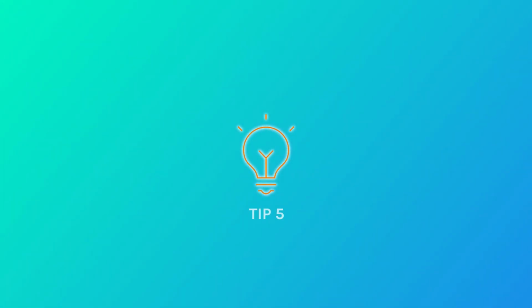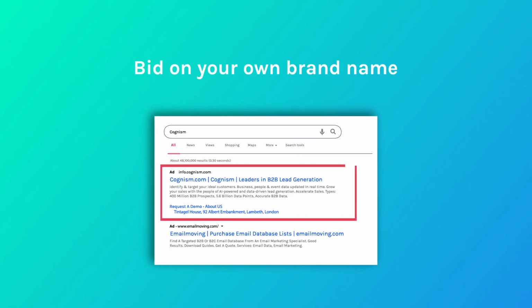competitors' brand names. Tip number 5 is that you should consider bidding on your own brand name. So this just ensures that you will not be losing traffic to your competitors that might be bidding on your brand name and nicking traffic that is looking for your brand name, but it also allows you to control your messaging and lead people to the landing pages you actually want them to land on.